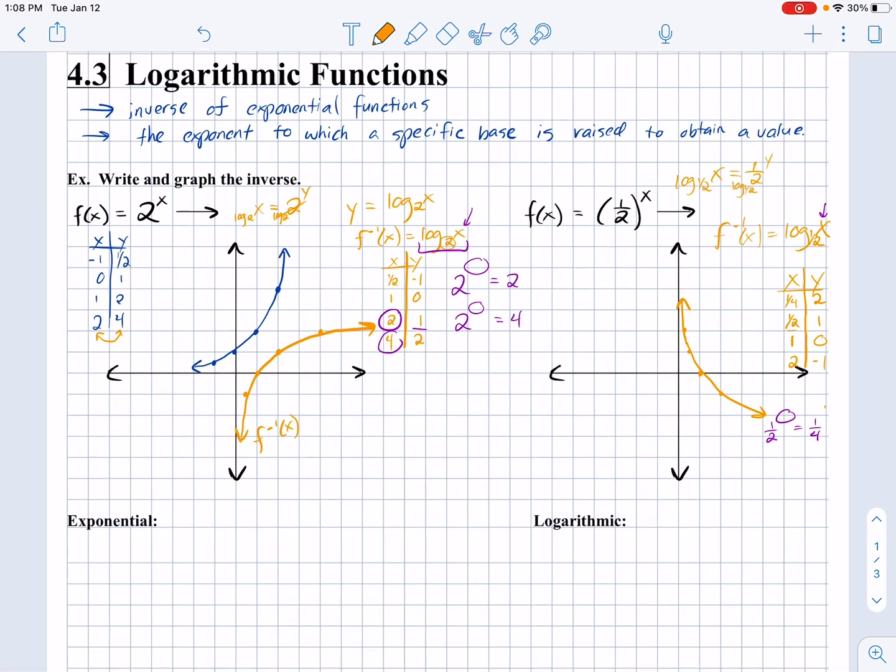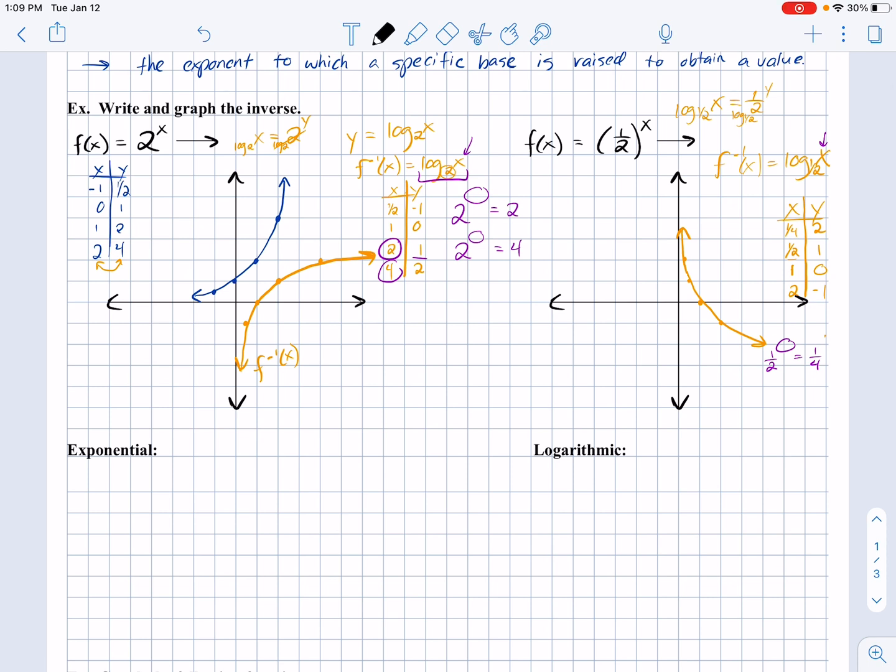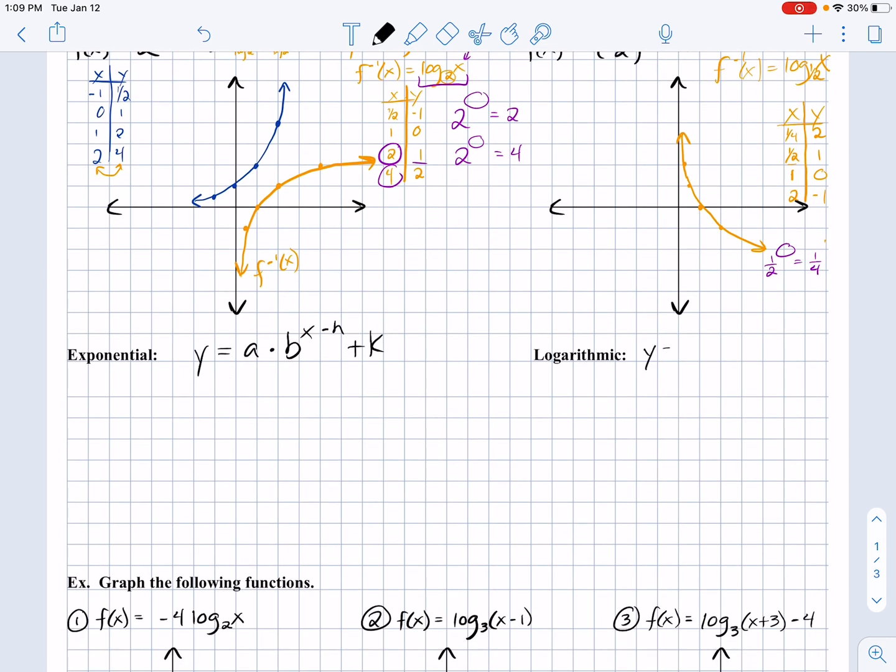Pretty similar to the one we graphed on the left. And I now want to talk about all of the properties of these two functions and see how they're related given that they are inverses. So our exponential function is y equals a times b to the power of x minus h plus k. Our log function form, pretty similar, y equals a times the log of x minus h plus k, with our base b down here. Let's come back to our exponential.